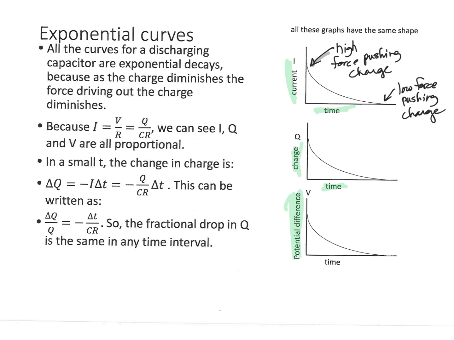Big thing I want you to notice is that all three of those are the same. They all act the exact same way. Okay? So the fractional drop in the charge is the same for any time interval. And that's this right here. That's what this is saying. That fractional drop is the same no matter what, over any time interval. Now, what exactly does that mean? What is a time interval? What is our time constant?